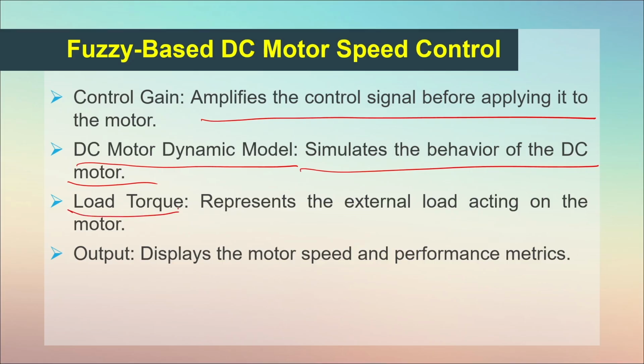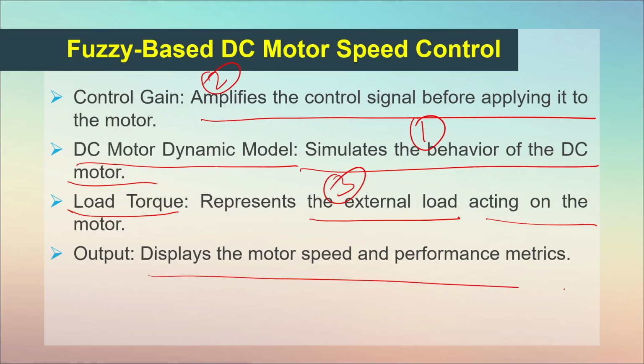Another one is load torque. What is this load torque? This load torque is the one that represents the external load acting on the motor. So what are the things that you need? First is the behavior of the motor, second is amplification of the control signal, and the third is how the external load is acting on the motor. Based on that, you then have to display the motor speed and its associated performance metrics. This is what you need to understand. So one is control gain, another one is motor model, another one is load torque.